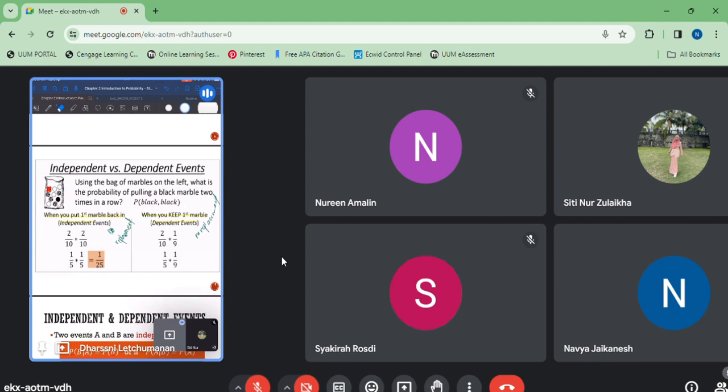And you just remember this one. When they say replacement, it means it's an independent event. When they say no replacement, that means it's a dependent event. When there's replacement, it does not affect the number. When there's no replacement, then it will be dependent because the number here changed. Can you see the denominator changing? Yeah.